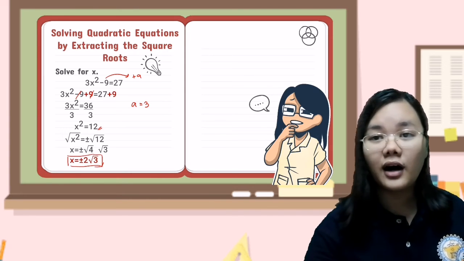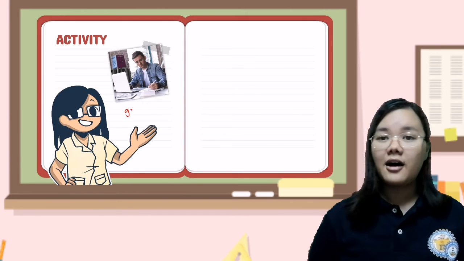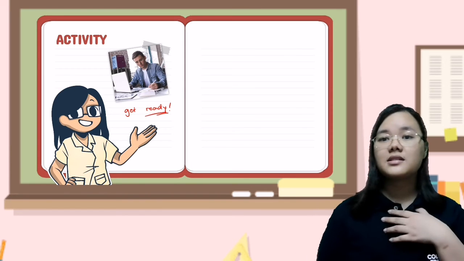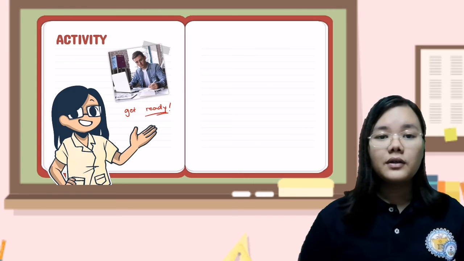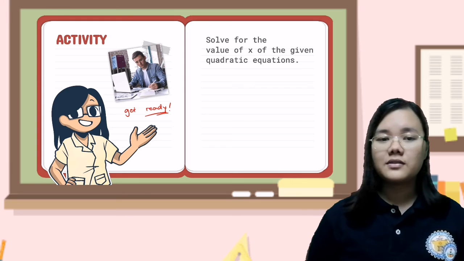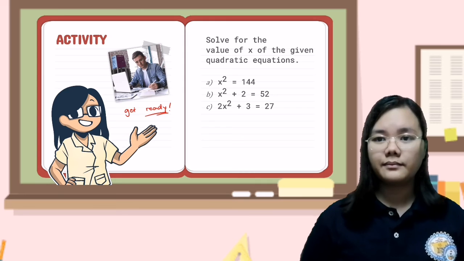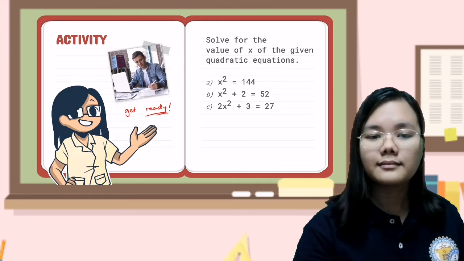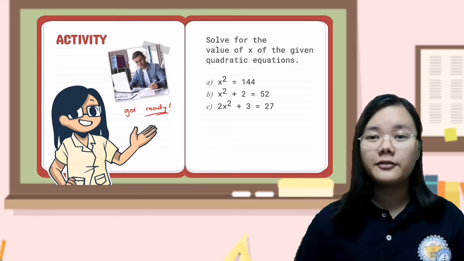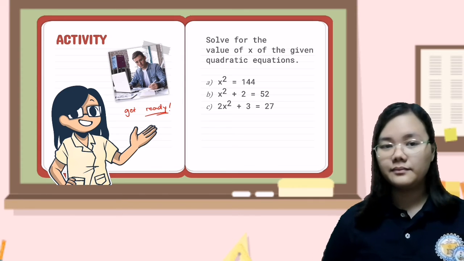Since you have understood our lesson, we can have an activity. Get 1/4 sheet of paper, since it is quite easy. You are to solve for the value of x of the given quadratic equations. You will only get 10 minutes for this activity. Since you have all finished, please pause them. Thank you.